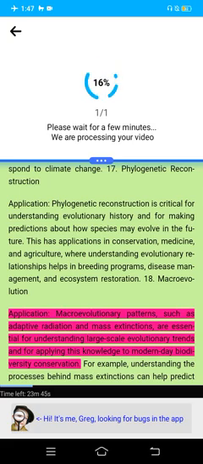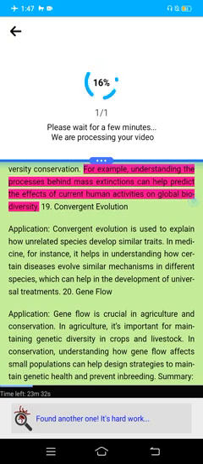Application. Macroevolutionary patterns, such as adaptive radiation and mass extinctions, are essential for understanding large-scale evolutionary trends and for applying this knowledge to modern-day biodiversity conservation. For example, understanding the processes behind mass extinctions can help predict the effects of current human activities on global biodiversity.